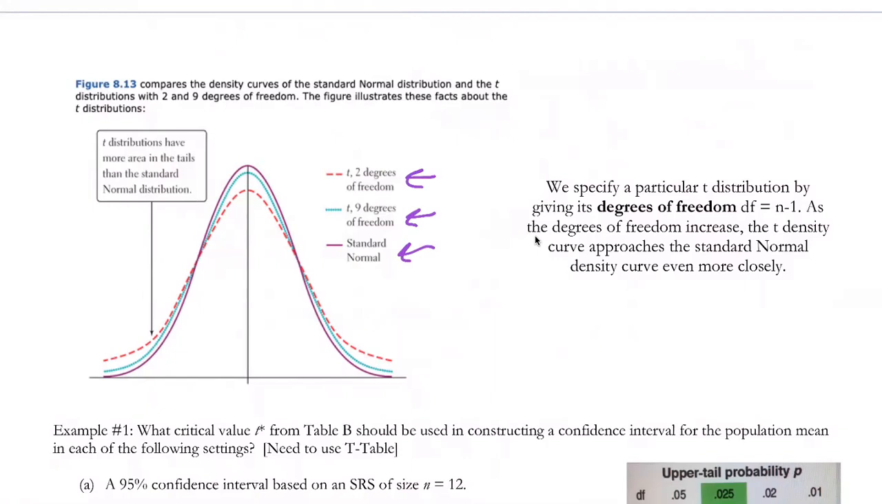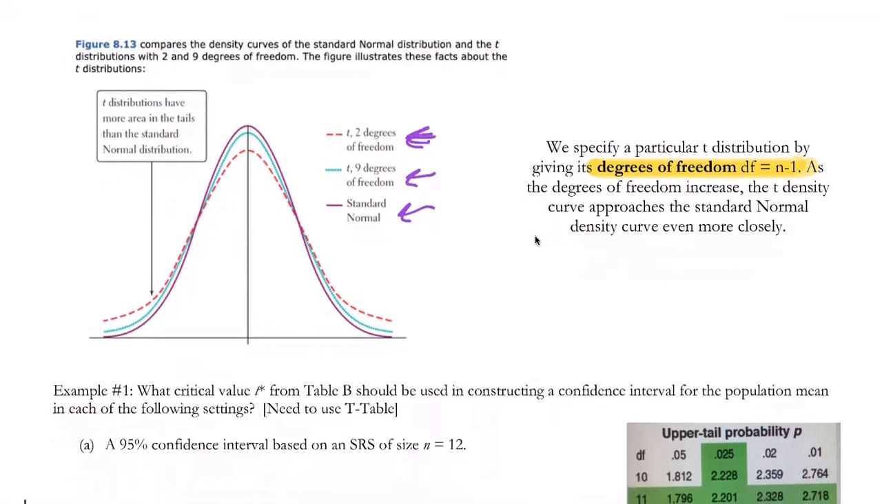What is new are the other ones. Degrees of freedom are just defined by the sample size minus 1. So when we say that we have degrees of freedom of 2, that means our sample size is actually 3. If it's 9, our sample size is actually 10. But the one thing I want you to pay attention to as you look at these: notice the red curve, which is the 2, which is this one right here and this one.